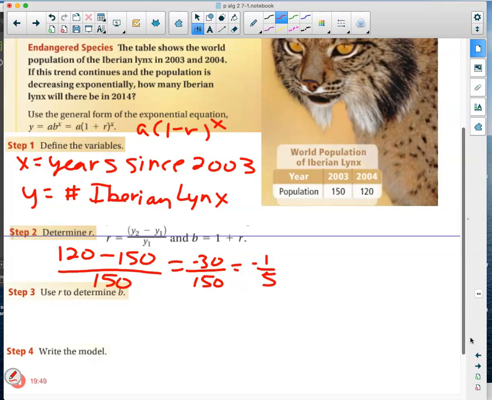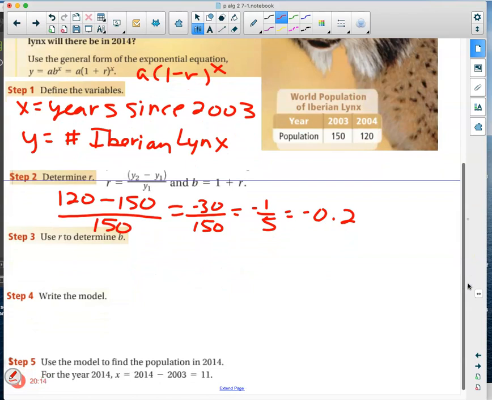which if we wanted to just leave it as a fraction, we could do negative 1/5, but most of the time what we'll see happen is they'll change it to decimals for word problems. So 1/5 is the same thing as 2/10. So we have negative 0.2. All right, now we need b. b comes from taking that 1 plus r and realizing we're actually going to be putting a negative 0.2 in here since it's going down.